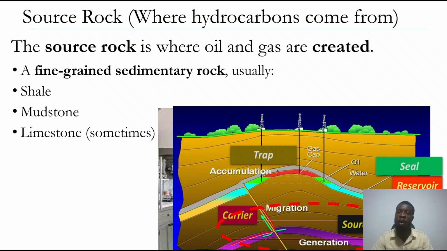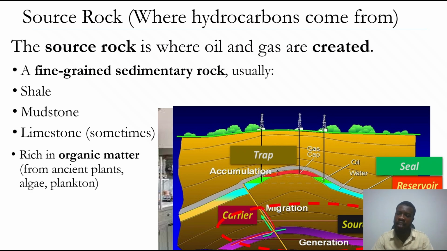Now, we compared source rocks to the kitchen and also cooking. And so, what are the ingredients that need to be present in a source rock in order for it to create or generate hydrocarbon? Now, one of the ingredients we need is what we call organic matter. When we talk about organic matter, we can think of plants, animals, algae, and plankton. It is these elements that a source rock needs in order for it to generate hydrocarbon.